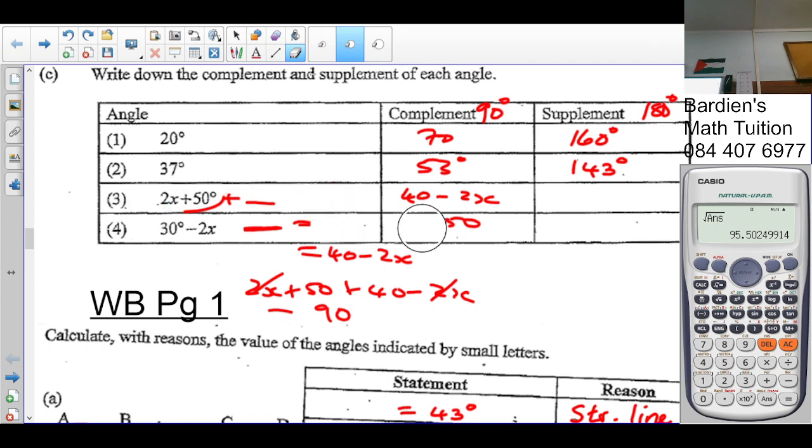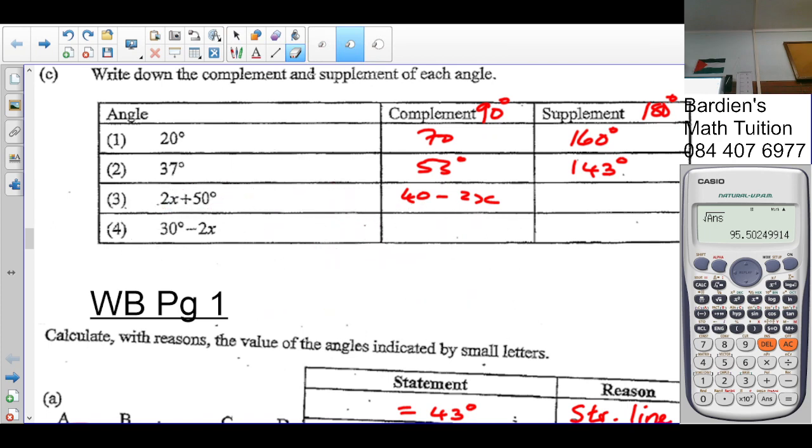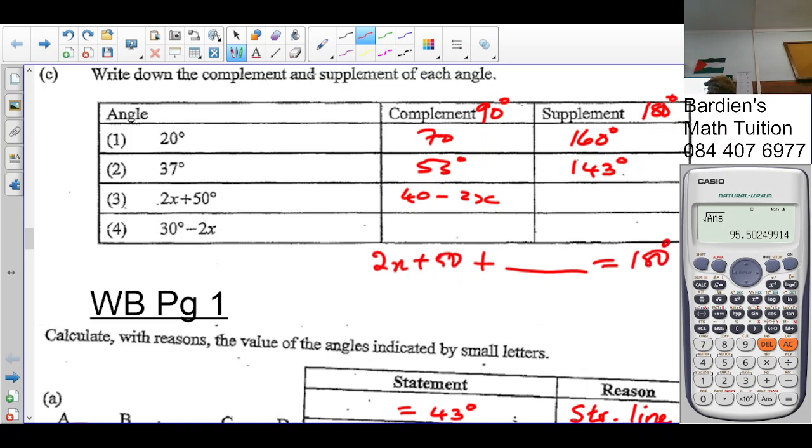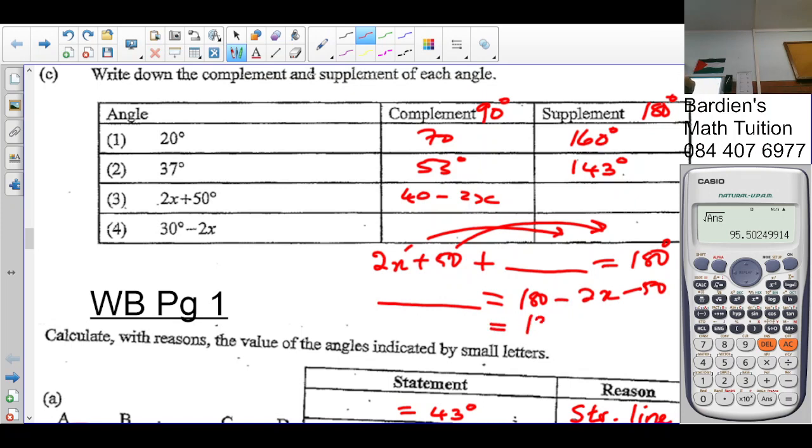So if you look here, what must be added to 2x plus 50 to give you supplementary? Supplementary means it must add up to 180. So we get it over the equal sign. So that unknown is equal to 180 minus 2x minus 50. It gives you 130 degrees minus 2x.